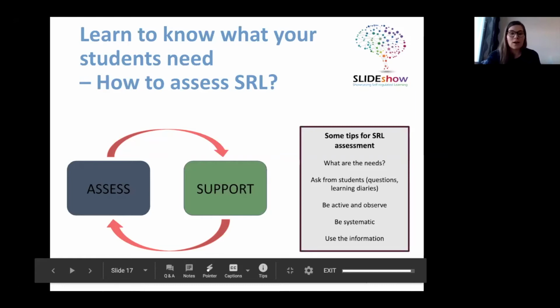And also the last thing, use the information that you are collecting when you are developing and planning the coming teaching, because that information can provide you very valuable information about the students' learning and the needs that the students have. And it can also guide what type of teaching methods, for example, you are choosing in the next period in your teaching.